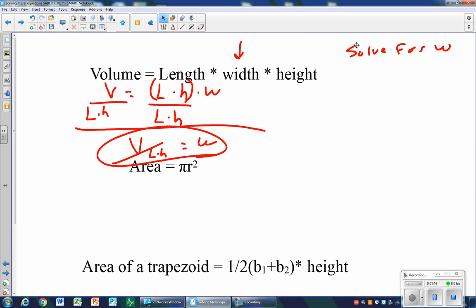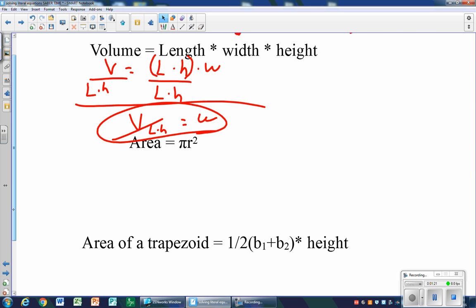If it says multiplication, I'm going to divide. If it says division, I'm going to multiply. So let's look at something, bumping it up a notch.